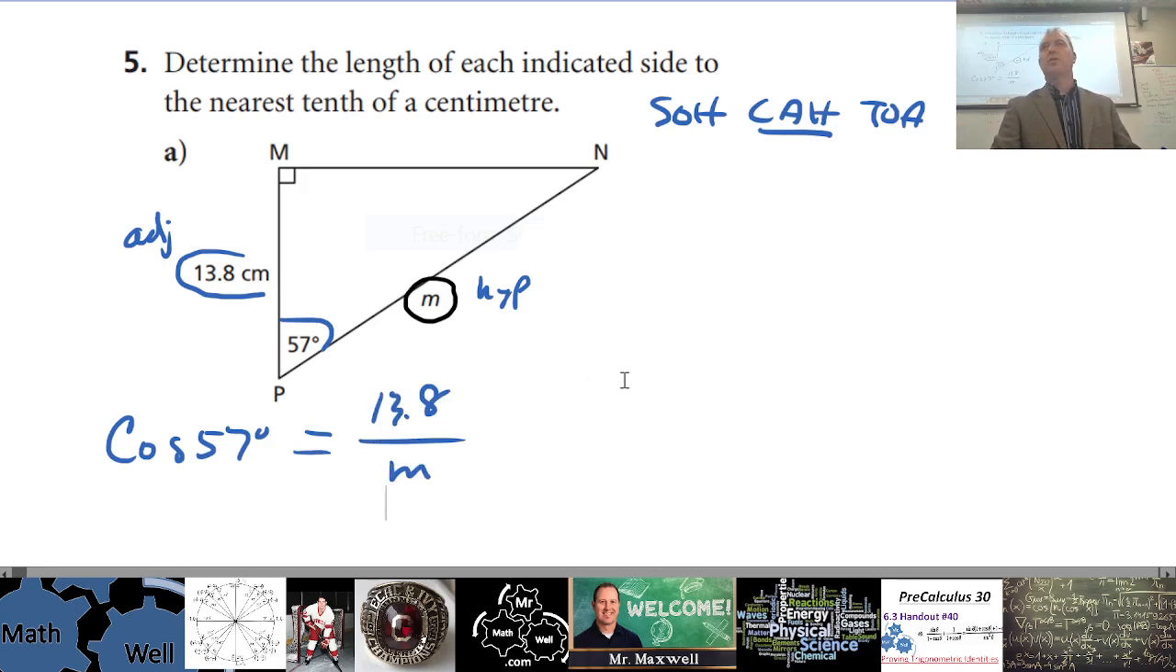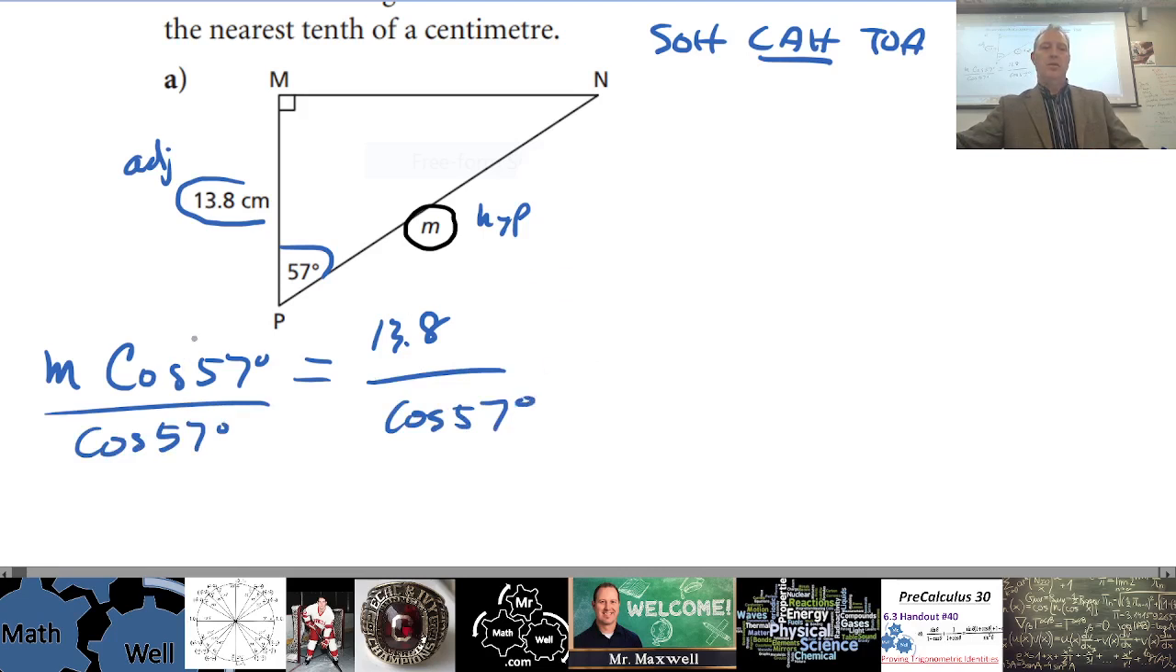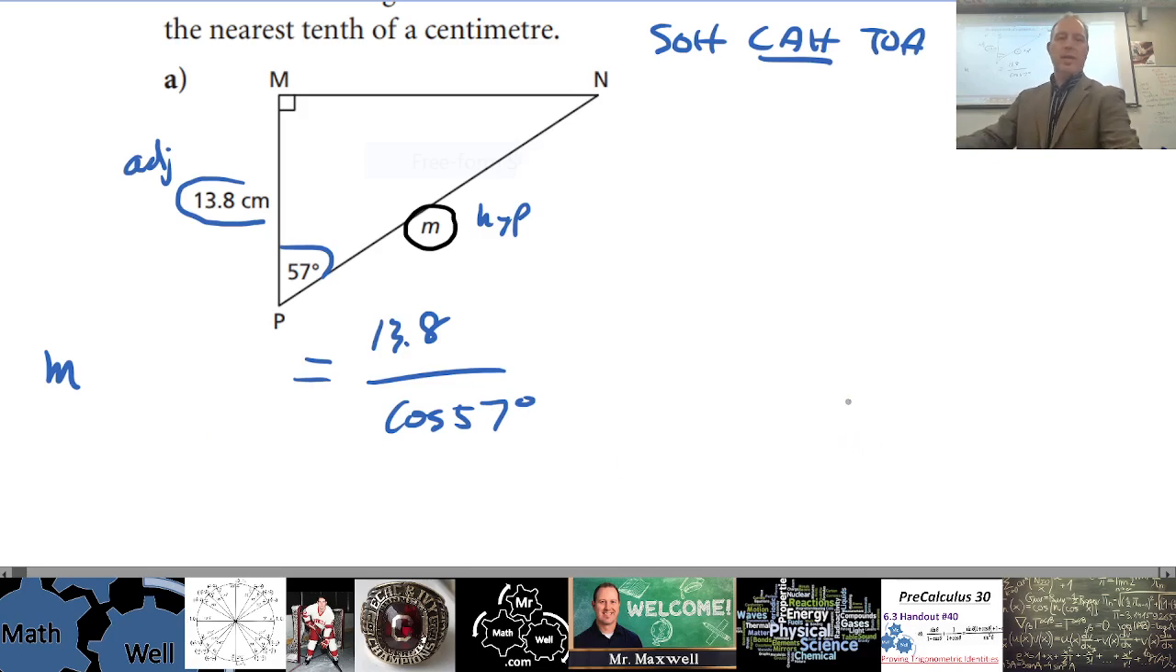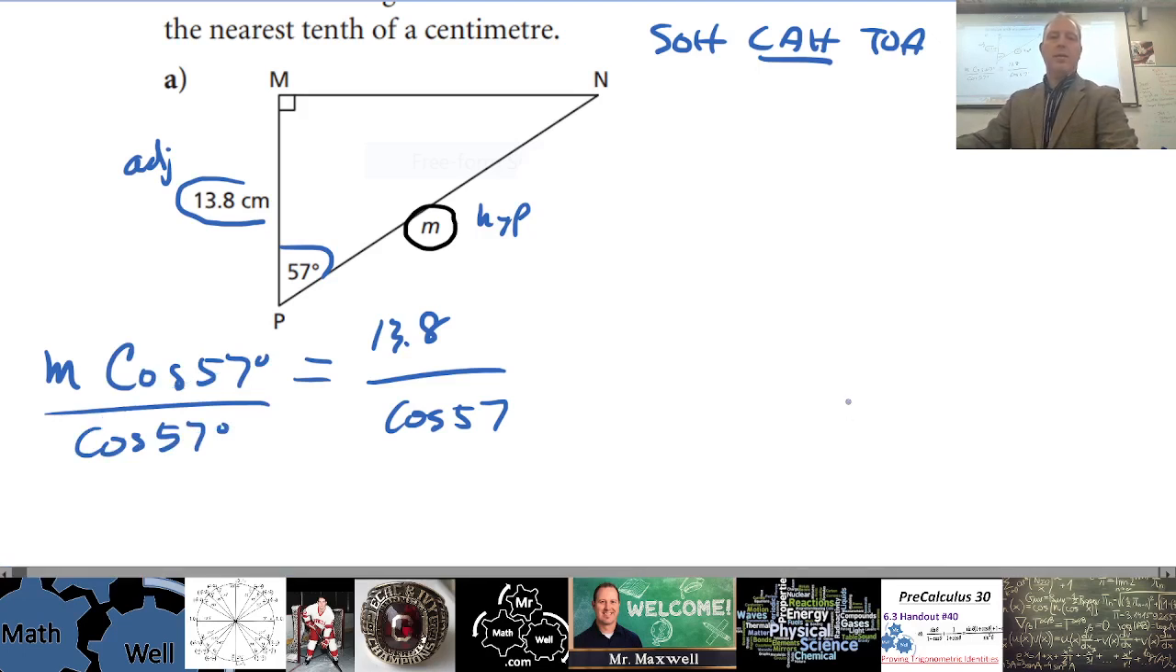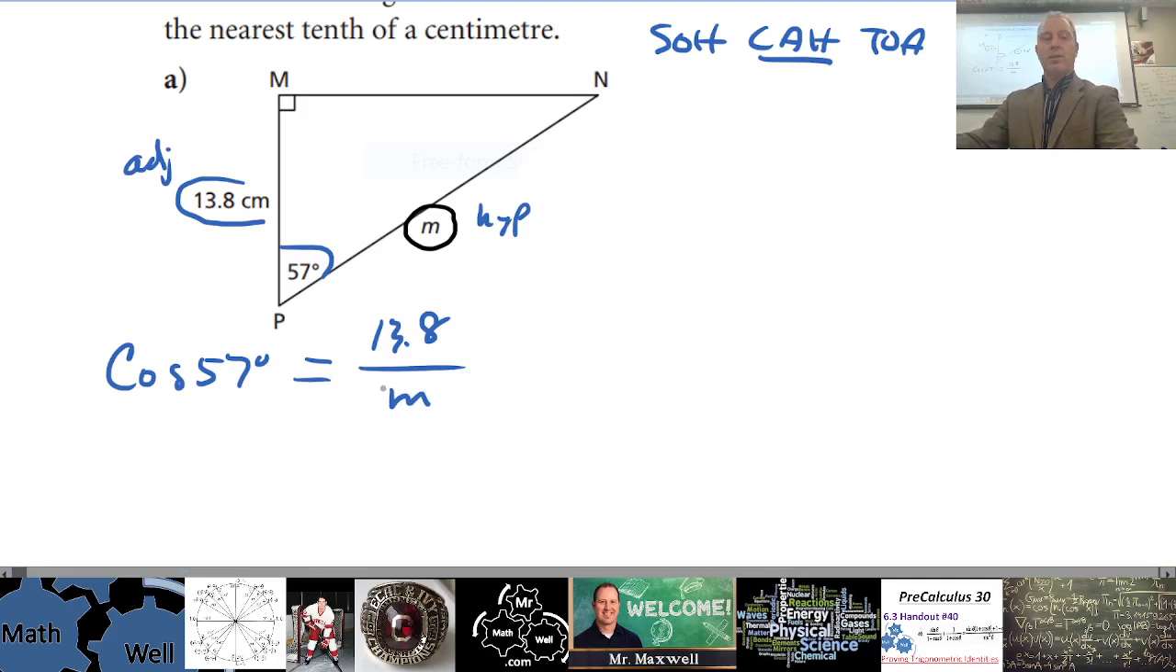Now when the variable is in the denominator, there's going to be 2 steps you're going to have to do, right? You're going to have to multiply both sides by m, which brings the m up there. And then you're going to have to divide both sides by cos of 57. So really, in effect, you end up with m equals 13.8 over cos 57. What ends up happening is the m and the cos of 57 end up switching places, right?